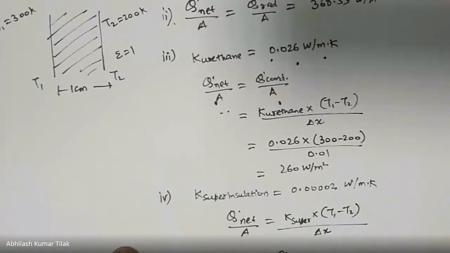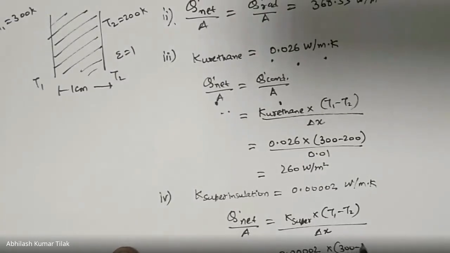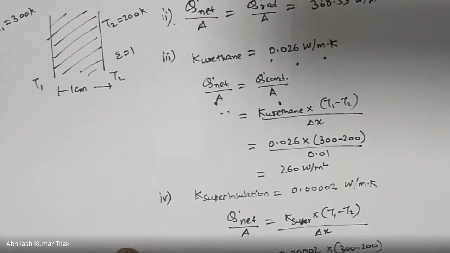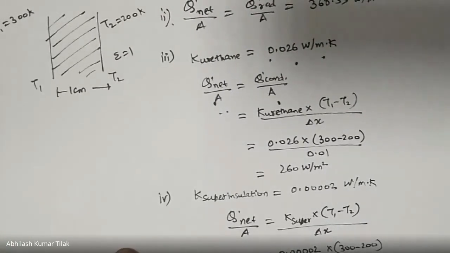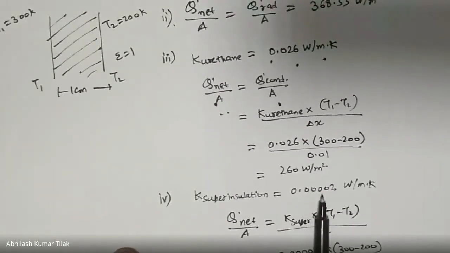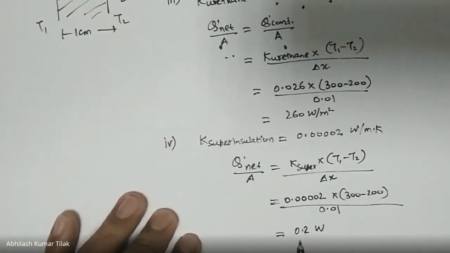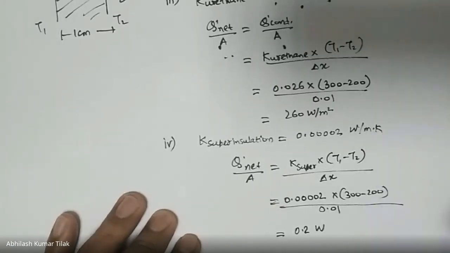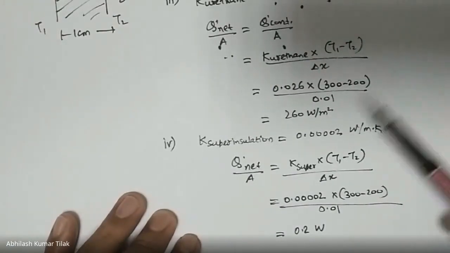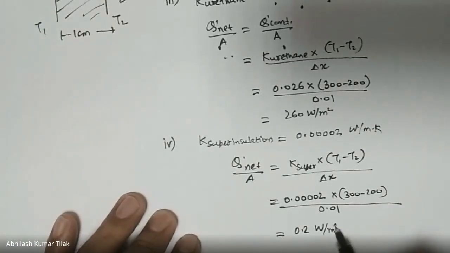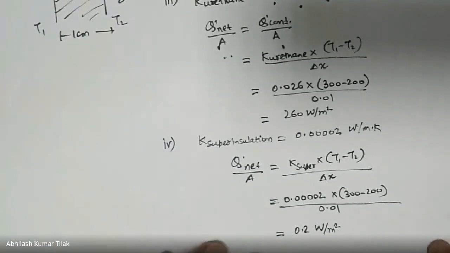So K super insulation is 0.002 into 300 minus 200 upon delta X, that is 0.01. So you can calculate the value here. It is 0.2 watt per meter square. So you can see when the value of thermal conductivity is very low, it is a very good insulation to the heat transfer, and the value of heat transfer is very minimal compared to the other problems which we have seen today. For a super insulation, the value of heat transfer is very less.